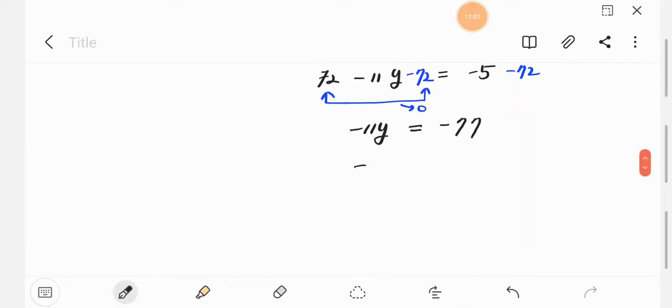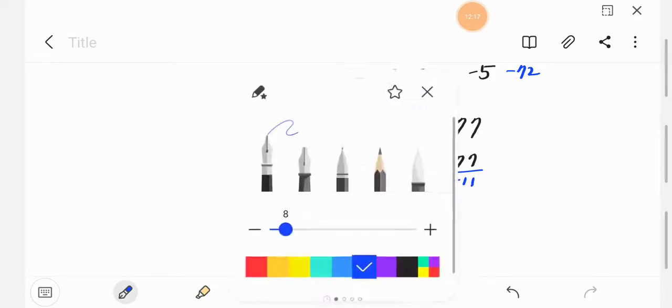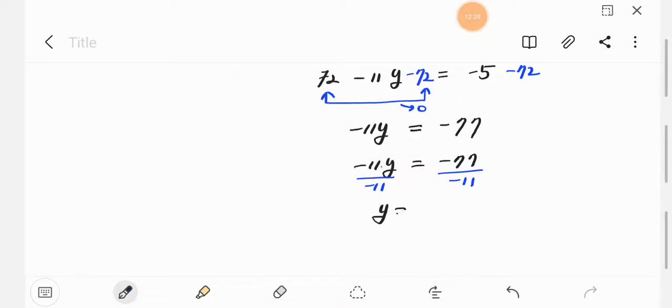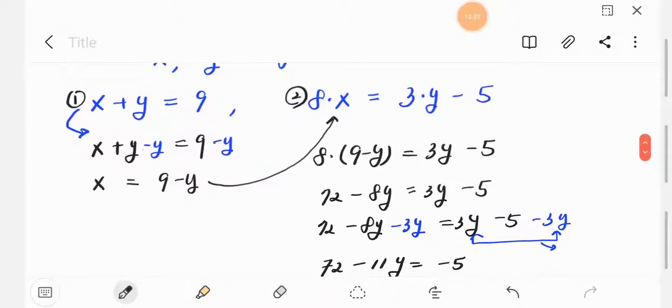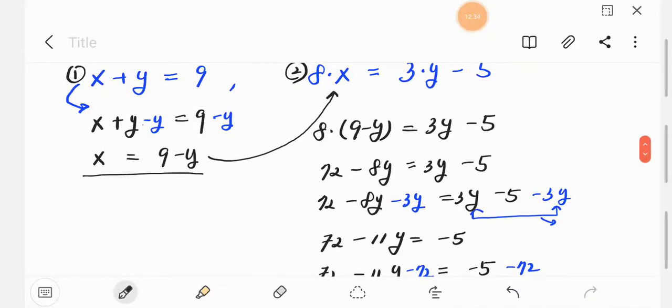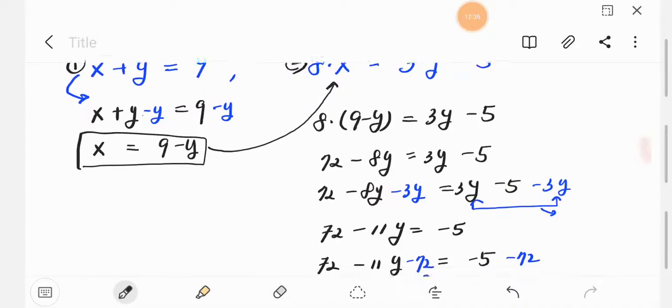All right, and from this equation, let's find the value of y by dividing each side of the equation by the same coefficient, negative 11. Then y equals positive 7, right? So you got the larger value. The larger value is 7. Then what's the smaller value? The smaller value is this one, right? x equals 9 minus y.